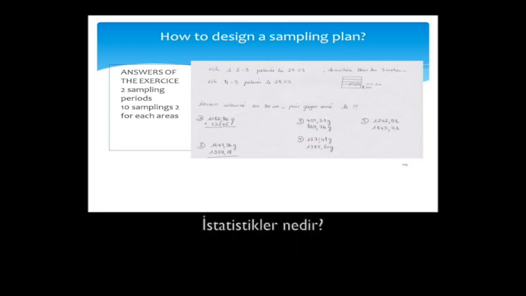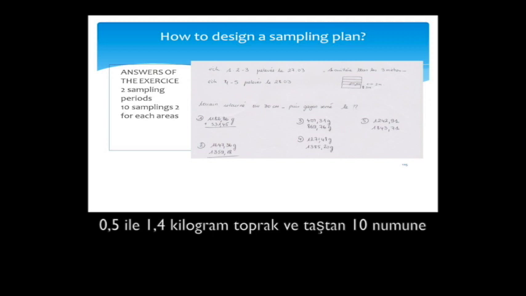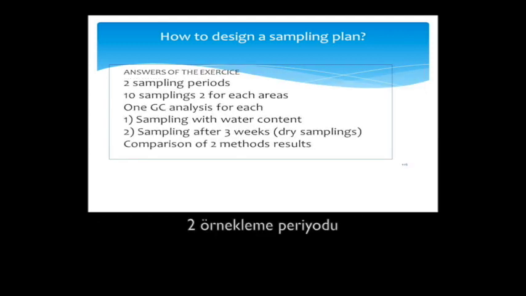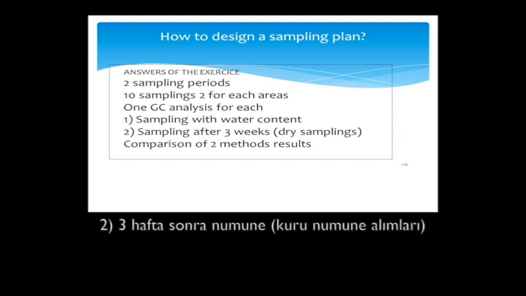What are the statistics? 10 samplings of 1.05 to 1.5 kilo for the earth and stone. 2 sampling periods, 10 samplings, 2 for each area, 1 gas chromatography for each sampling with water content, and sampling after 3 weeks, dry sampling, in comparison with the method result.